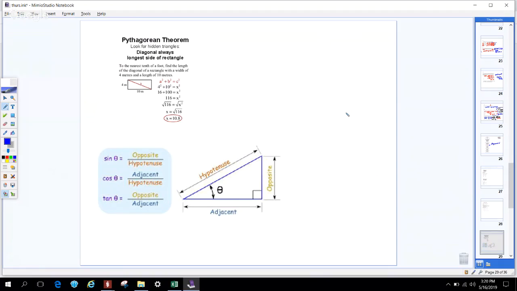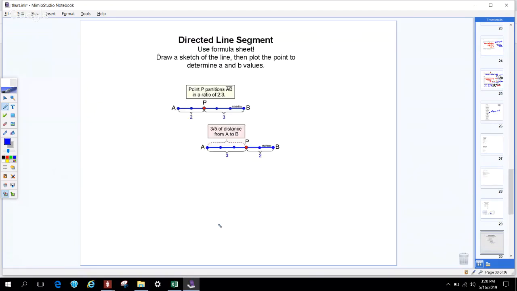Good luck, good luck. So they might give you 1 or 2 sides and then you're gonna have to do SOHCAHTOA. Remember, everything is based on wherever the theta is. That's the most important. Where is theta? Directed line segment, if you see the word partitions, it's gonna be coming right from the formula sheet. So you're gonna plug things in.